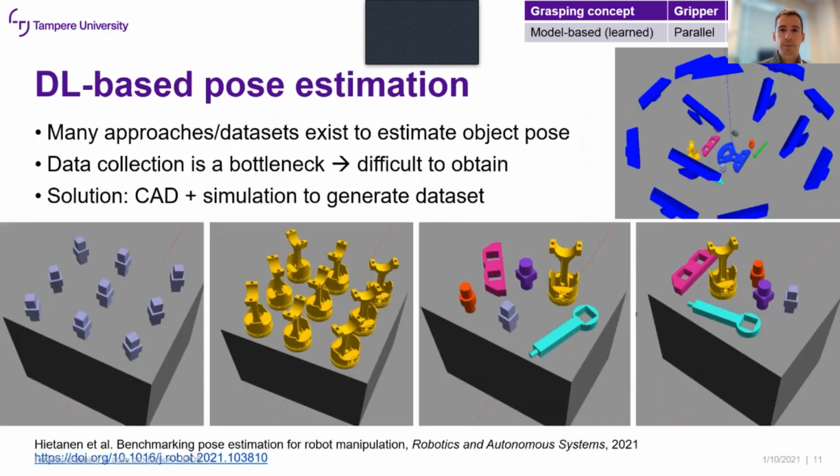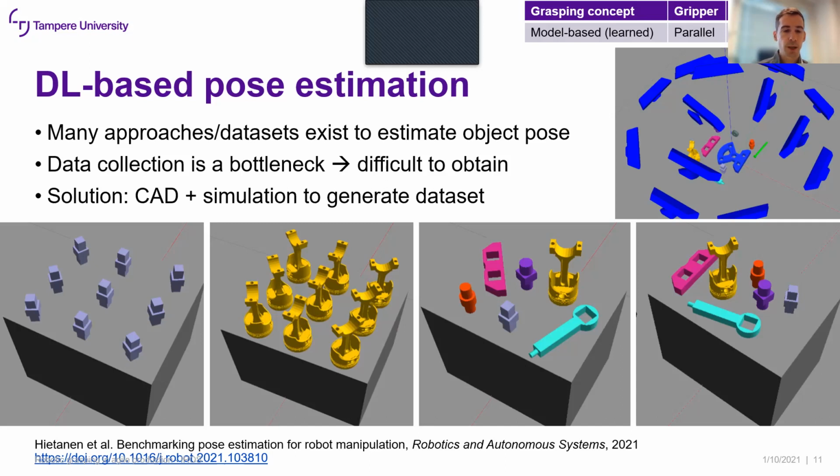Then the next solution, which is deep learning based pose estimation. So we estimate an object pose and then utilize this object pose for doing robotic grasping. This is quite a popular approach, and you can find many solutions and data sets in literature, which not necessarily take robotics into account, but simply only pose estimation. But there's some limitations to this. And mainly this is on the data collection side, which is a bottleneck. Data is difficult to obtain. It's time consuming to collect data, and it's expensive. So the solution that we provide here is to rely on a CAD model and simulation to generate a data set.